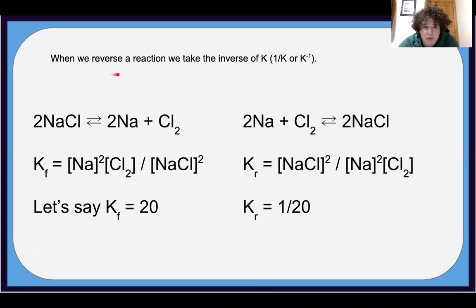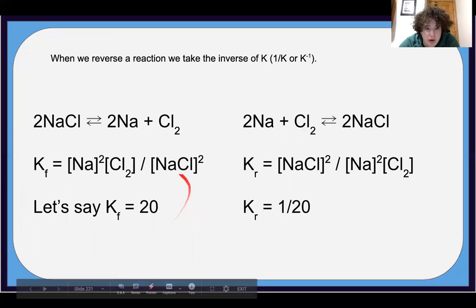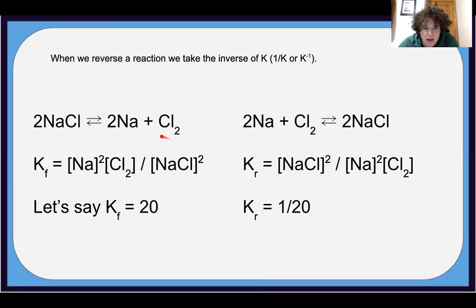Note that when we reverse a reaction, we take the inverse of K, which is known as 1 over K, or K to the negative 1 power. So let's look at this equation right here. 2 NaCl to 2 Na plus diatomic chlorine. So the K of the forward reaction would be the concentration of Na squared times the concentration of diatomic chlorine divided by the concentration of NaCl squared. So let's just say for this that the K value of the forward reaction is 20.